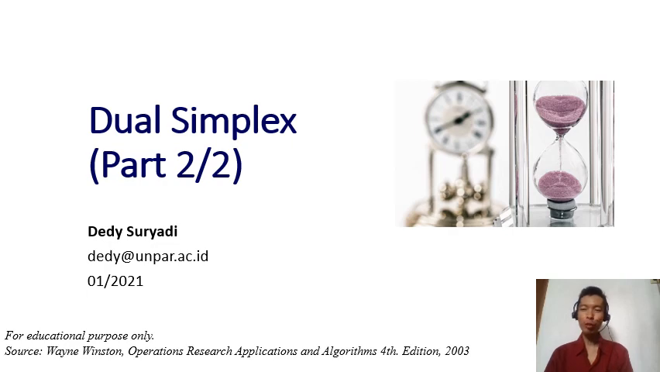In the previous video, we've seen how we may use dual simplex to find the new optimal solution after we add a new constraint to the problem. Sometimes the result becomes, the original LP becomes infeasible. Now let's look at the other uses of dual simplex.